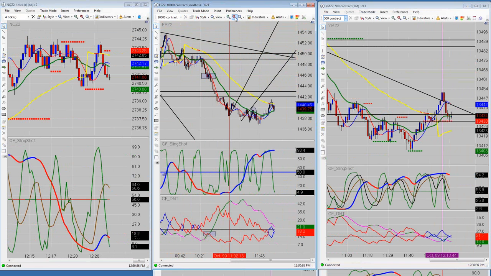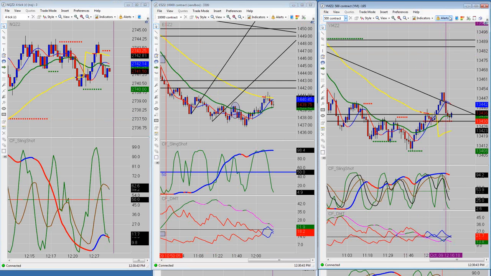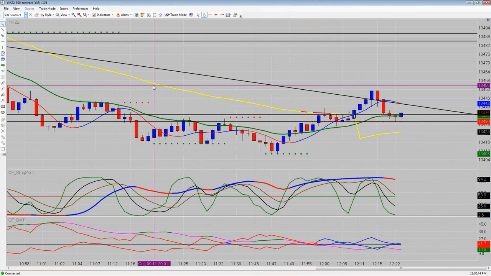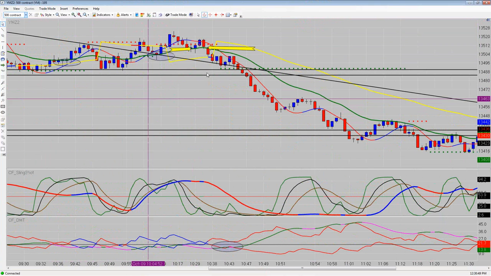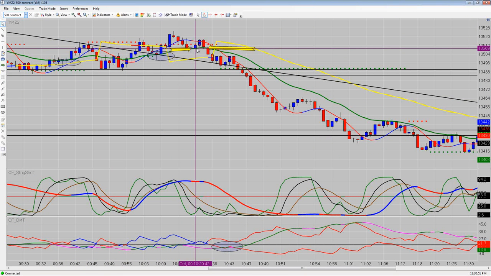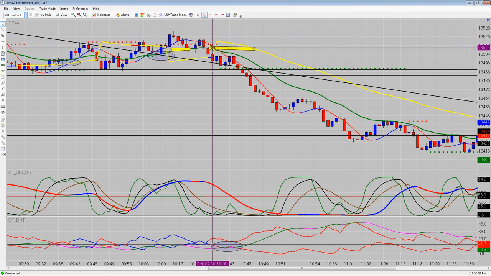I did have an order on for a little while, but I had to take it off because it was disqualified by my rules. Over here on the YM, again, I didn't take any trades over there. Same reason, pretty much. Things were getting disqualified. Oh, actually, I did take a trade. Sorry, I took a trade over here, and it closed on the other side of the MA1, and it pulled back down.